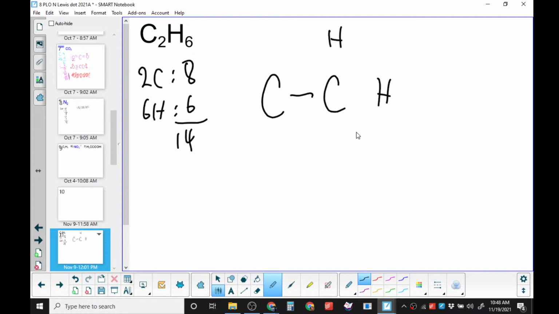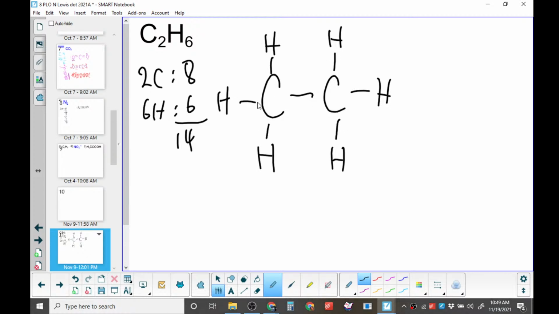And then we put the hydrogens all around and then bond them. It's all one molecule, so you can't make 2 separate things. Then we just count 2, 4, 6, 8, 10, 12, 14. Done.